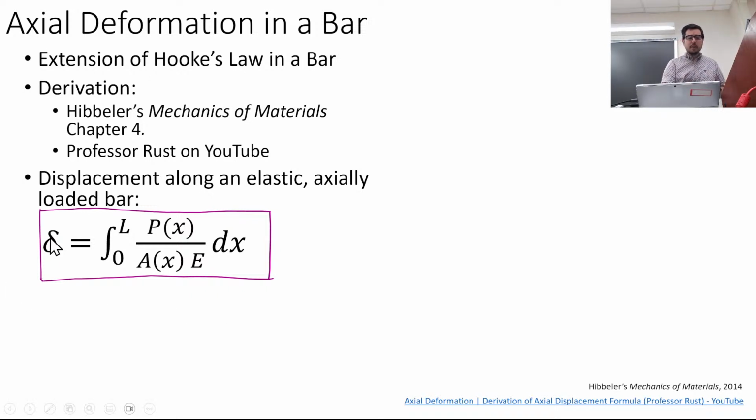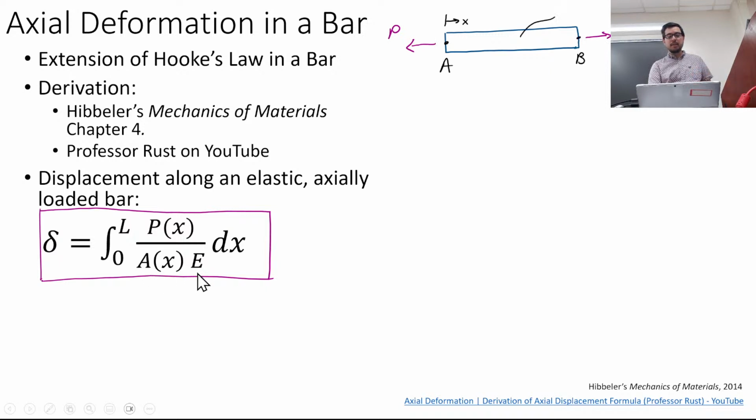What are we talking about here? This is an integral along the length of the bar, and this is a P, an internal force. And this is area, the cross-sectional area, A. This is the elastic modulus, and we have a dx, which are these little bits. So here's a bar, and let's say it has points A and B on it, and let's say it's the simple case where we have external loads P on the bar on either end, and we're stretching it apart.